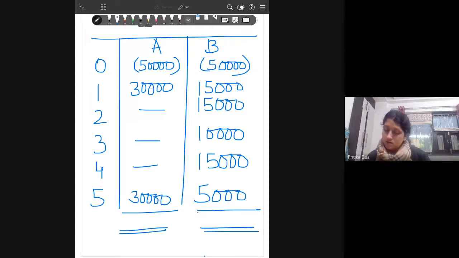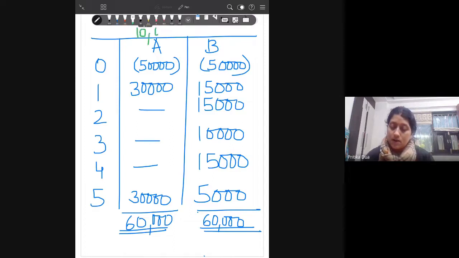Over the years, both machines are giving you a cash inflow of 60,000. Please check, I think the total is yes, 60,000 for both the machines. This means in profit terms both machines are giving a profit of 10,000 rupees, and in that sense they are equal. But which machine will you prefer? Use the chat box to give the answer.